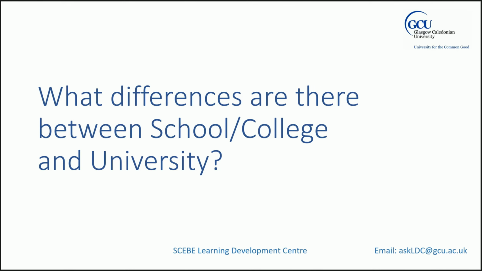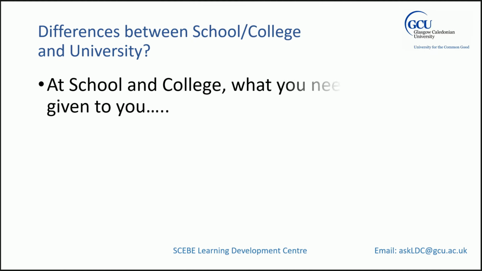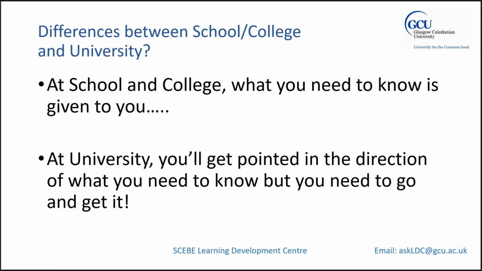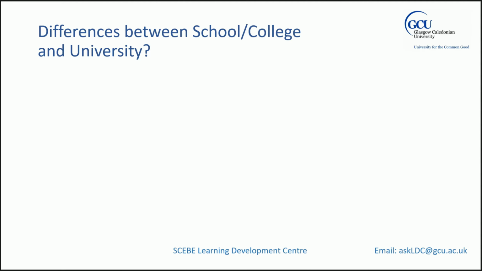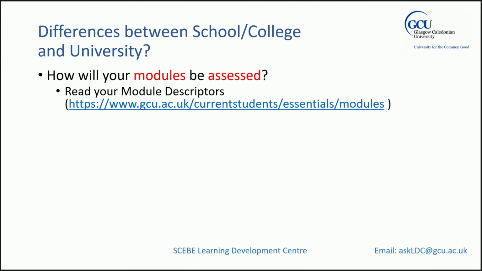So, what differences are there between school and college and university? At school and college, what you need to know is given to you. You're effectively spoon-fed. At university, you'll get pointed in the right direction of what you need to know, but you need to go and get it. What do I mean by that? An example is, how will your modules be assessed? What you have to do is read your module descriptors.